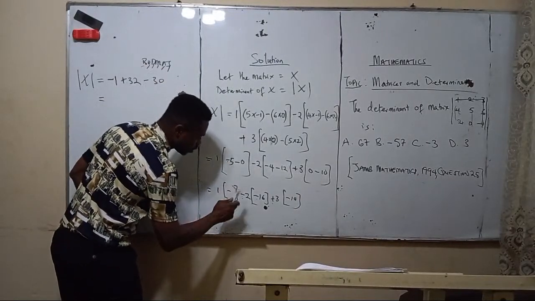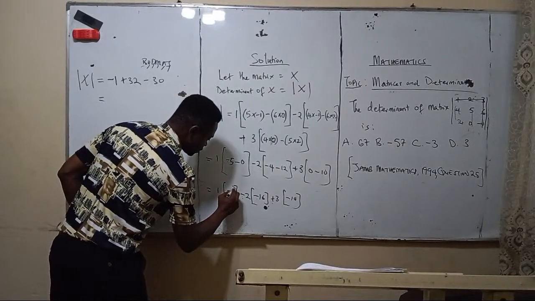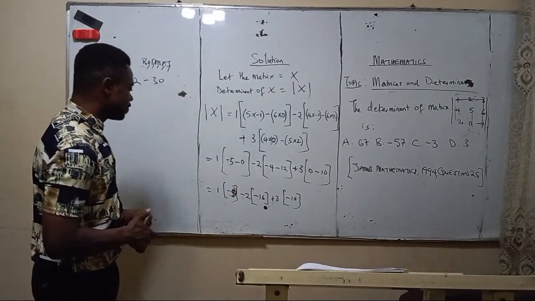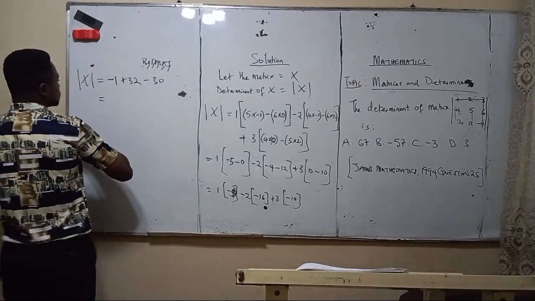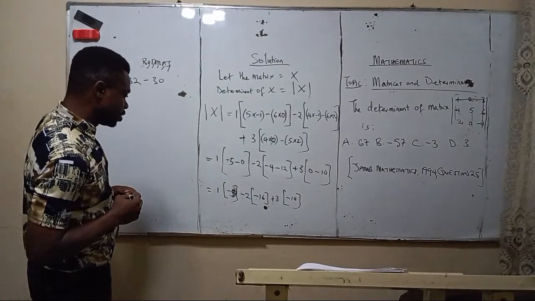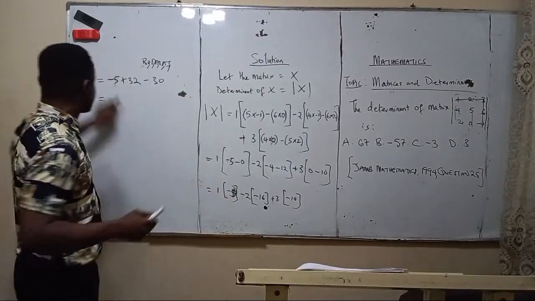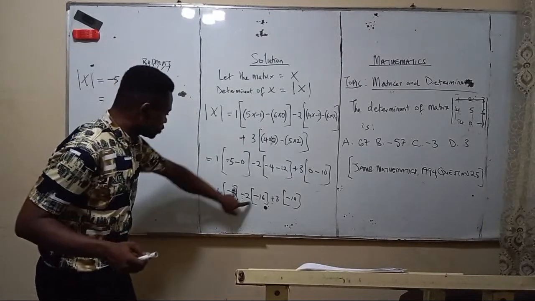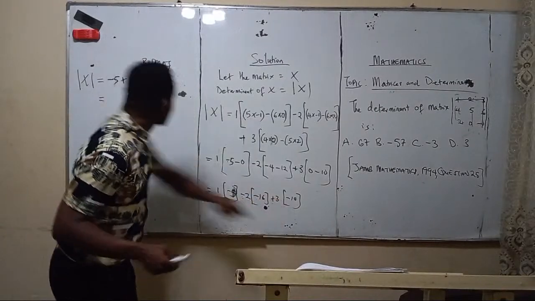So here should be what? Minus 5. Here should be minus 5. So we have minus 5. So let's continue. Here should be what? Minus 5. Let me check again. Yeah. If you open the bracket, 1 times minus 5 is minus 5. Minus 2 times minus 16 is plus 32. 3 times minus 10 is minus 30.